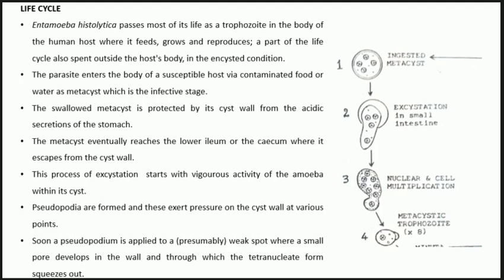So the metacyst enters the body, and then in the stomach nothing happens, it is protected. In the small intestine nothing happens, it is protected. When it comes towards the end of the small intestine, at that time the excitation process starts and makes a perforation in the cyst wall, and from that small perforation they squeeze out, they come out of the cyst wall, and now initially it has 4 nuclei. Now in the next stage what will happen?